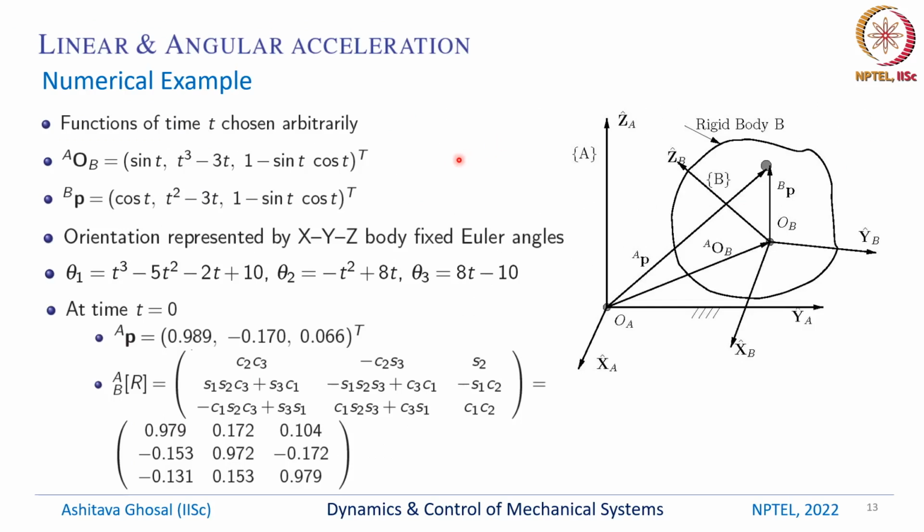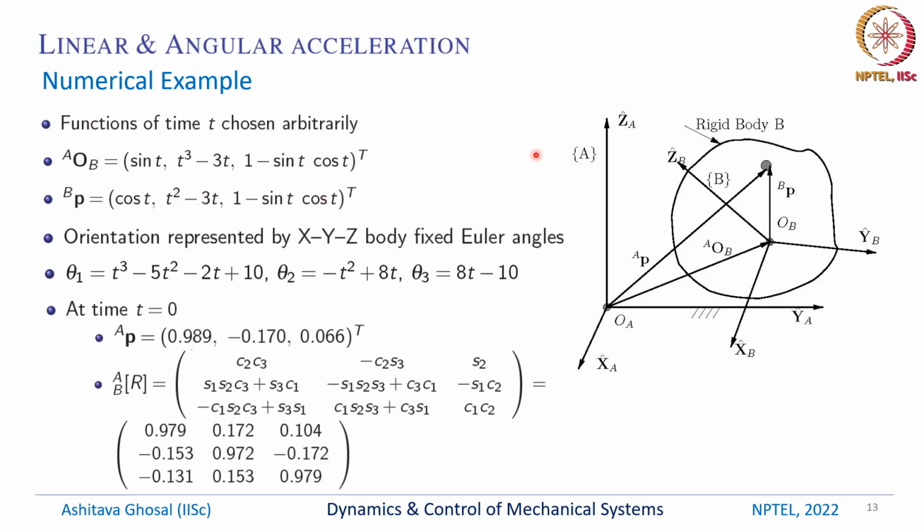Next, we look at a purely numerical example of obtaining the linear and angular velocities, linear and angular accelerations of a rigid body which is rotating as well as translating. So the picture is here. We have this rigid body with a fixed coordinate system B, which is attached to the rigid body. We have a point on this rigid body, and as before, the vector locating the origin of the B coordinate system is given by AOB. This point on the rigid body is given by BP, and so on. So we are going to choose these functions of time arbitrarily.